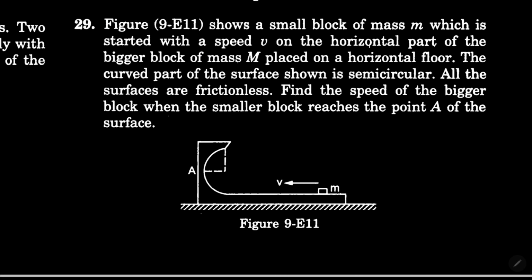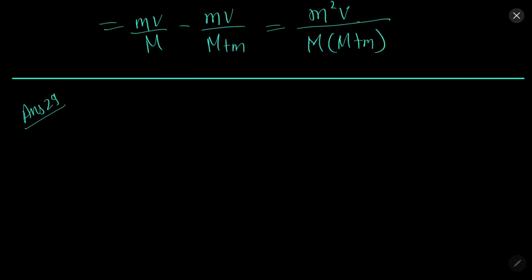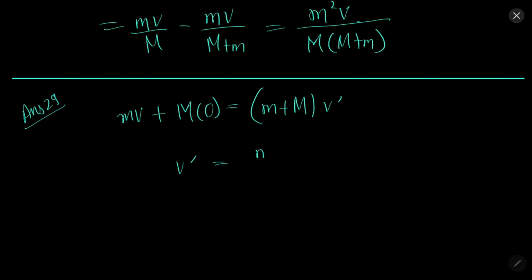In question 29 the figure is given. We need to find the speed of the bigger block when the smaller block reaches the point A of the surface. Solution 29. So it will be like this, where v dash will be mv over m plus m. So this will be by the law of conservation of linear momentum.